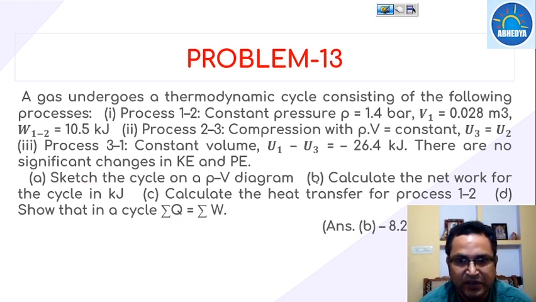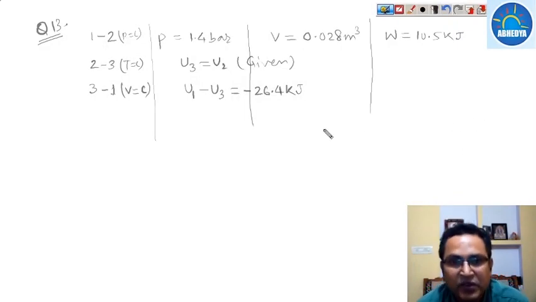Sketch the cycle on a PV diagram. Calculate the net work transfer in the cycle. Calculate the net heat transfer for process 1 to 2, and show that for the cycle summation W is equal to summation Q. Okay, so first we will just draw the diagram on a PV diagram.